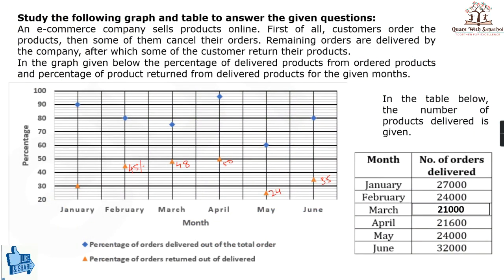Look at the first question now and kindly read the question carefully, and please look at the graph and the table given properly. What they mention in the question is that an e-commerce company sells product online. First of all, customers order the product, then some of them cancel their order. Remaining orders are delivered by the company, after which some of the customers return their products. In the graph given below, the percentage of the delivered product from ordered products and the percentage of product returned from delivered products for the given month. In the table, they have given the month and the number of orders delivered.